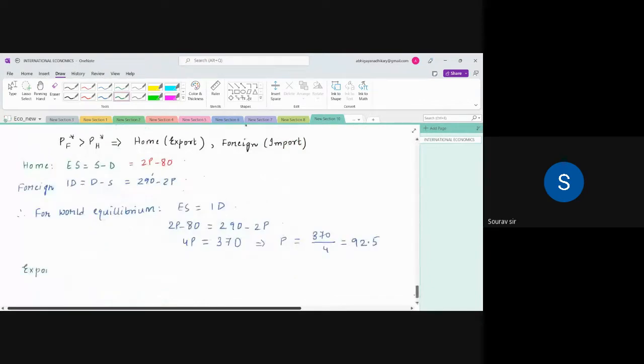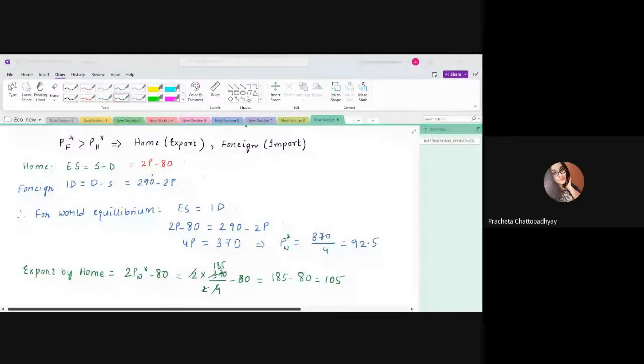So this is my international price. Now, if we are trying to find out how much is the amount that the home has exported and how much is the amount that the foreign is importing, what will we do? We'll simply substitute the price value in this export supply curve. So export by home: 2 times P star W minus 80. So that makes it 2 into 370 by 4 minus 80. So this will be 185 minus 80, which comes out to be 105.